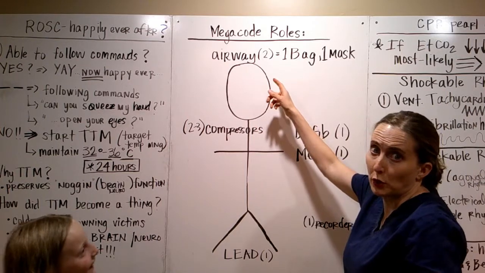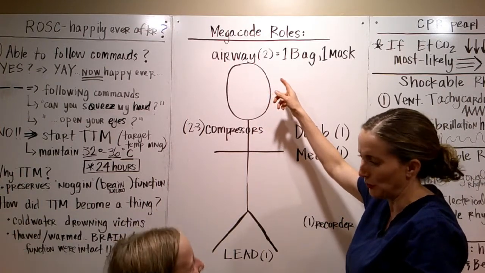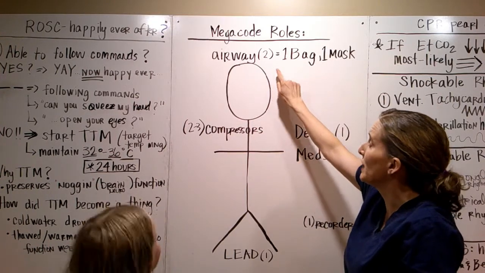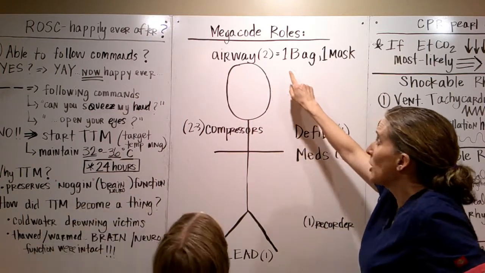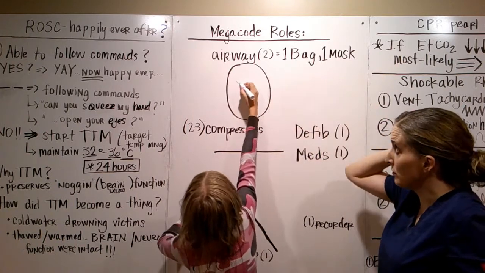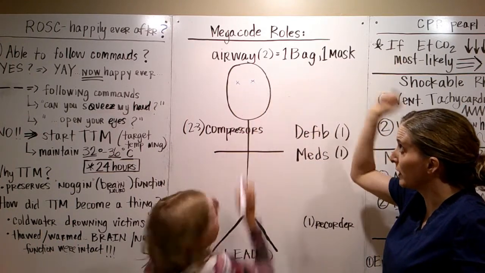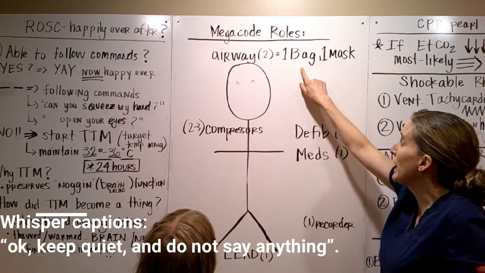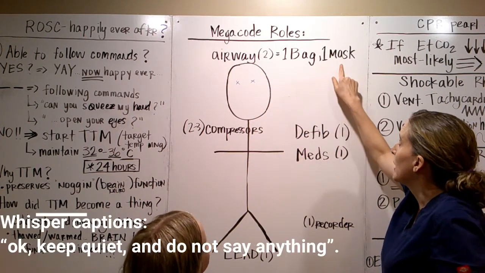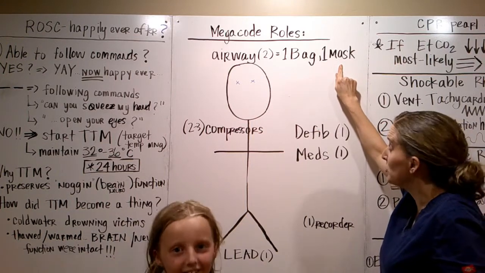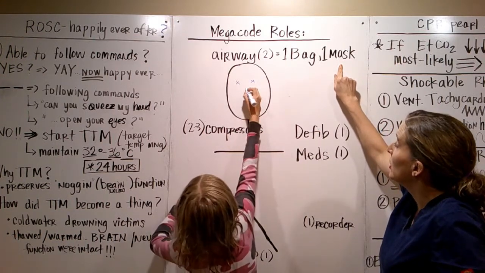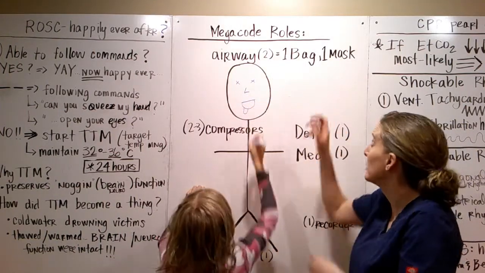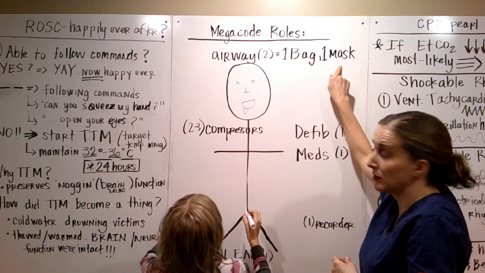Okay, so we have several roles during a Megacode. First and foremost, we have my little helpful illustrator. She's going to illustrate. So we have people doing airway. We have one operating the bag, squishing the bag, and one person operating the mask. So that's two people.